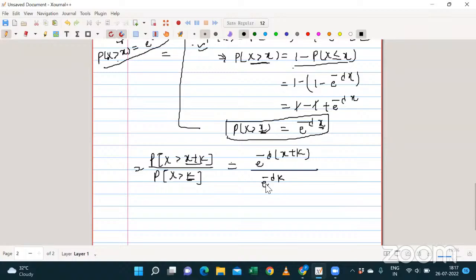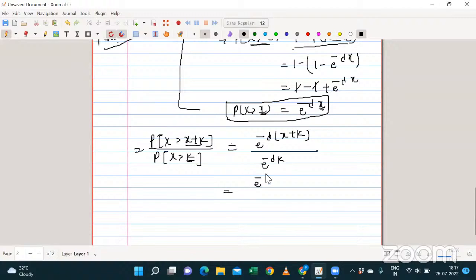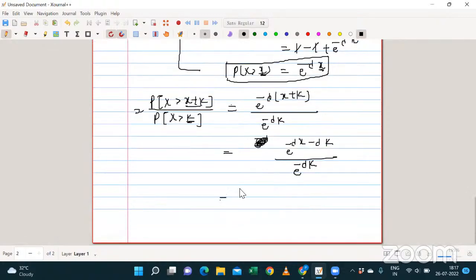Is it clear or not? Yes, sir. Clear, sir. Okay. So for the numerator, I can write e raised power minus lambda x minus lambda times k. Just minus lambda inside the bracket. Again, I can write e raised power minus lambda x into e raised power minus lambda k. Can I write these things?